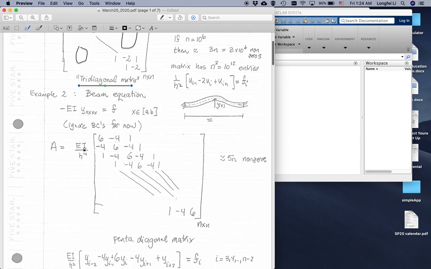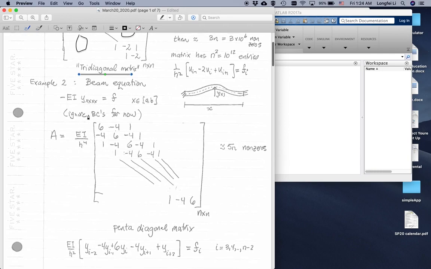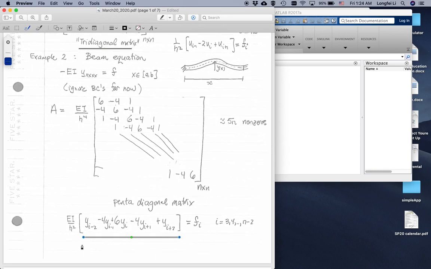If you again use a finite difference approximation for this y, and this is a finite difference approximation formula for approximating the fourth derivative, then if we write it in matrix form, we get a pentadiagonal matrix. So here is a pentadiagonal matrix. Again we have non-zeros only on those 5 diagonals, and everywhere else is 0.